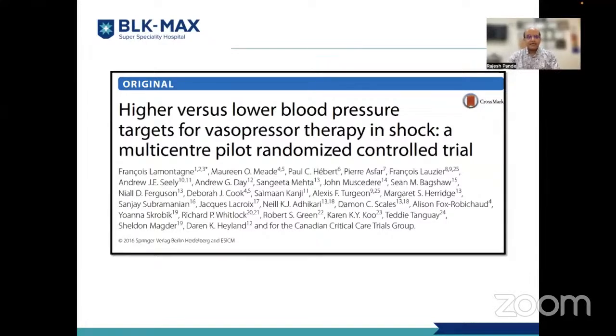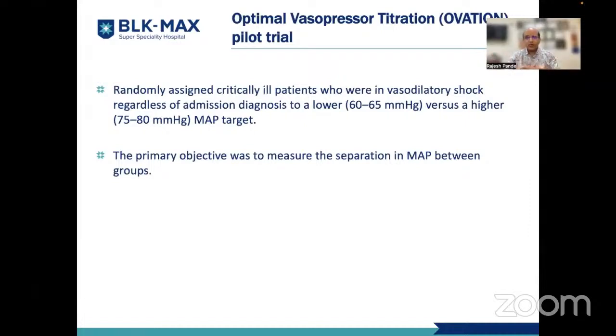Another study from Canada looked at higher versus low blood pressure targets for vasopressor therapy in shock. Now, this was a multi-center, because of the small number, this was a pilot randomized controlled trial. And this was called the OVATION trial, optimal vasopressin titration trial. The study design was published earlier. So what they did, they randomly assigned critically ill patients in vasodilatory shock, whatever was the diagnosis, to either a lower MAP, that is 60 to 65, or a higher MAP, that was 75 to 80 millimeter mercury.